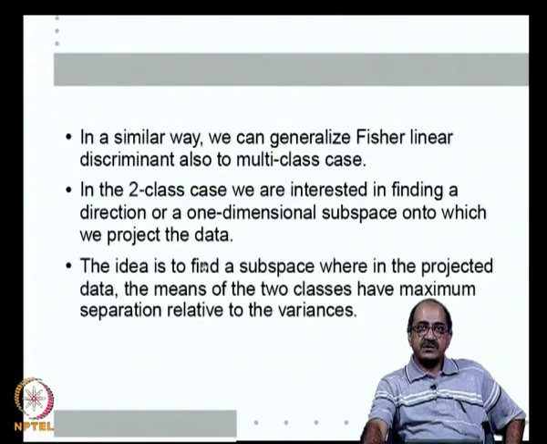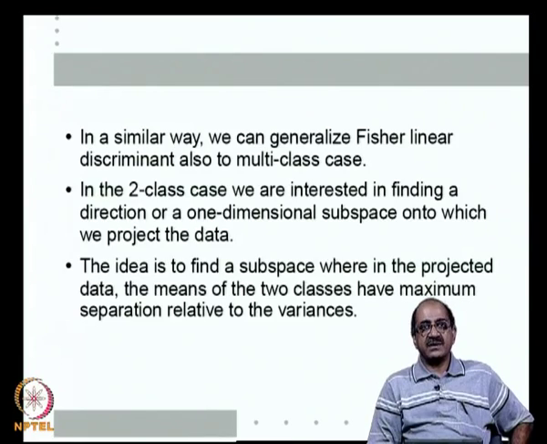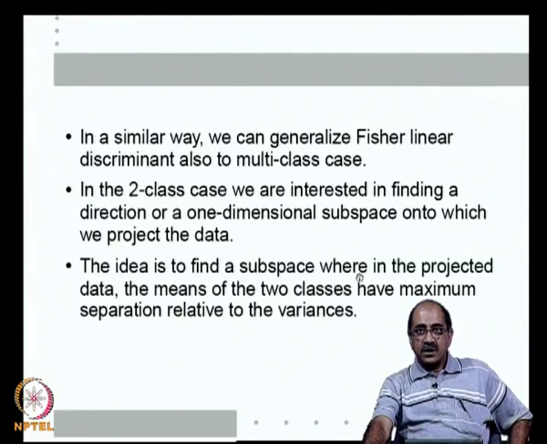Which is the one dimensional subspace we want to take? The idea is to take that subspace where after projecting the data, the means of the two classes have maximum separation relative to their variances. Right. That is the basic idea. This is the two class problem. I want to find a particular one dimensional subspace where there is a proper separation, and this proper separation is formalized, as you may recall, using the within class scatter matrix and the between class scatter matrix.